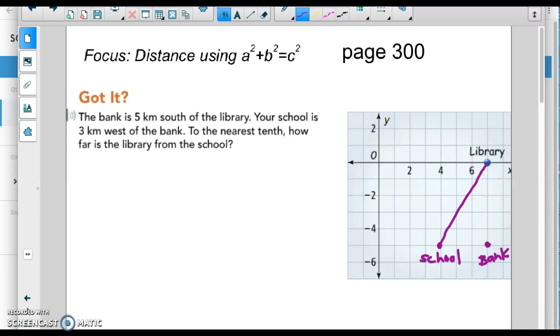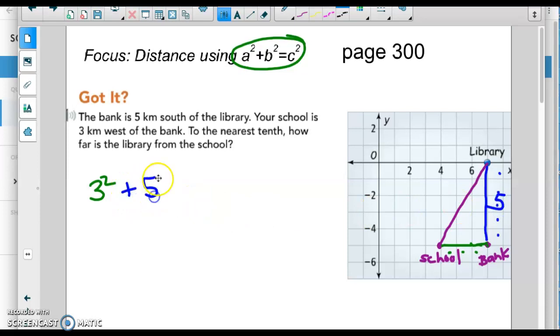So how do we do it? We use Pythagorean theorem. A squared plus b squared equals c squared. So my first leg length is 3. So 3 squared. I'm getting that from right here. 1, 2, 3 kilometers. And then from the bank to the library, we have a 5 kilometer. So I'm going to change colors. From the bank to the library, 1, 2, 3, 4, 5. So 3 squared plus 5 squared. And then it's going to equal my c squared, which is my hypotenuse or the length from the school to the library.